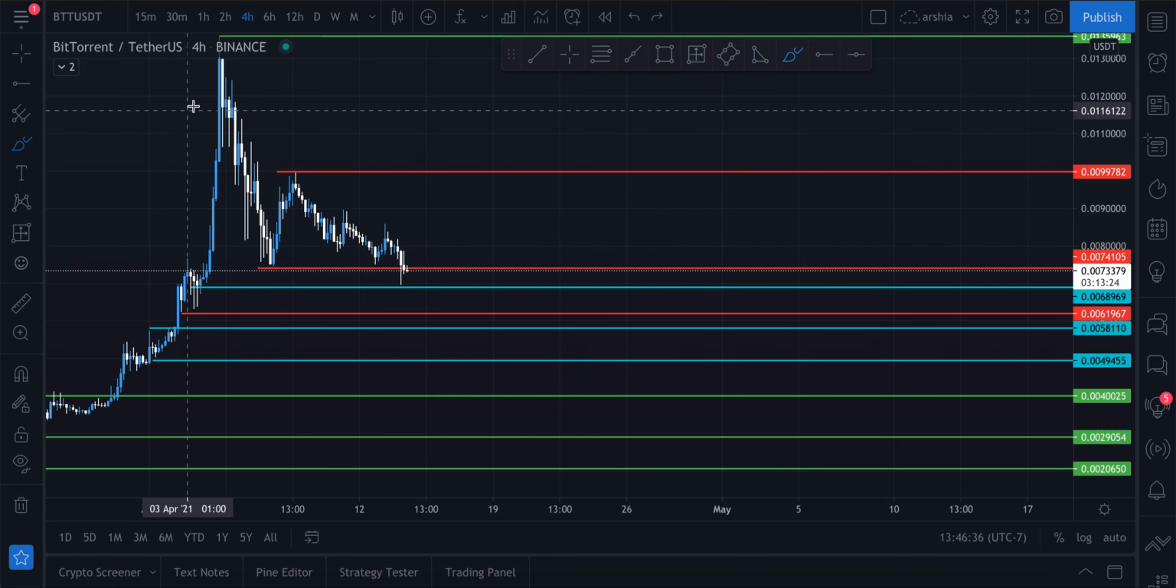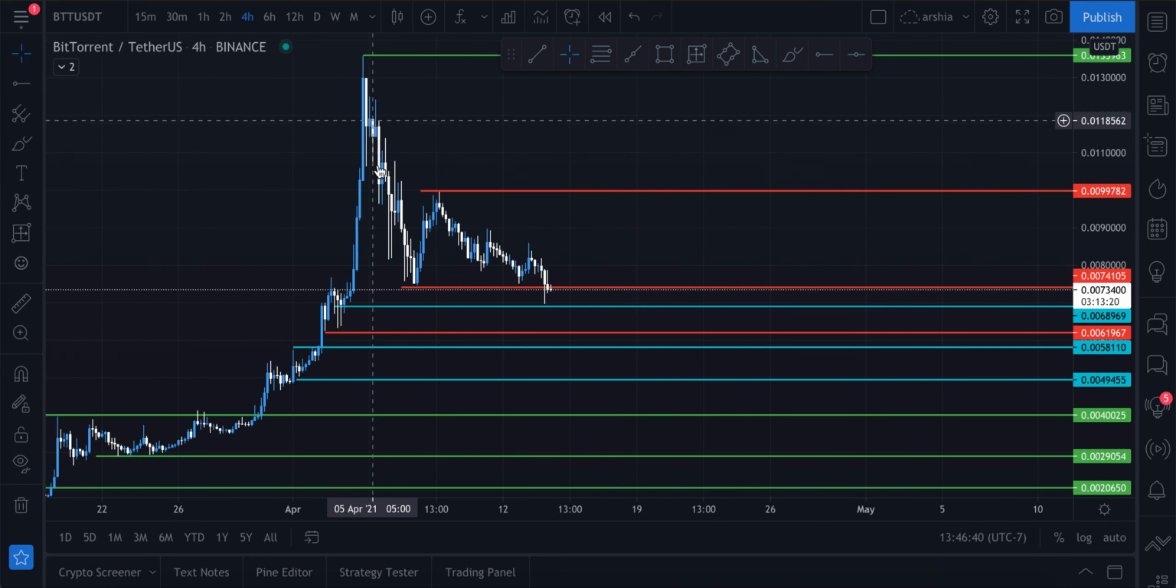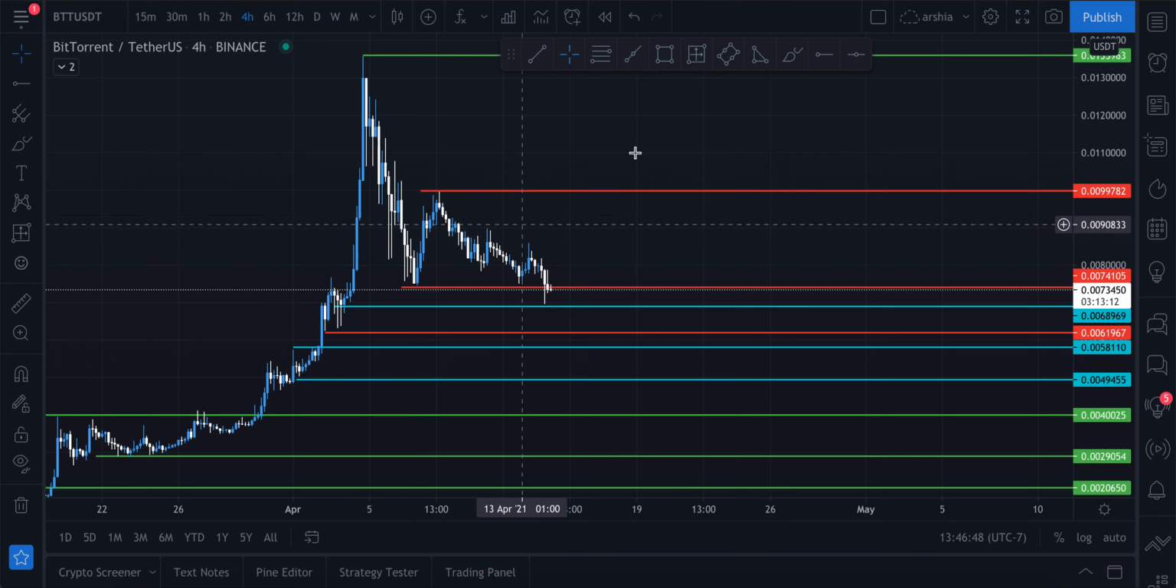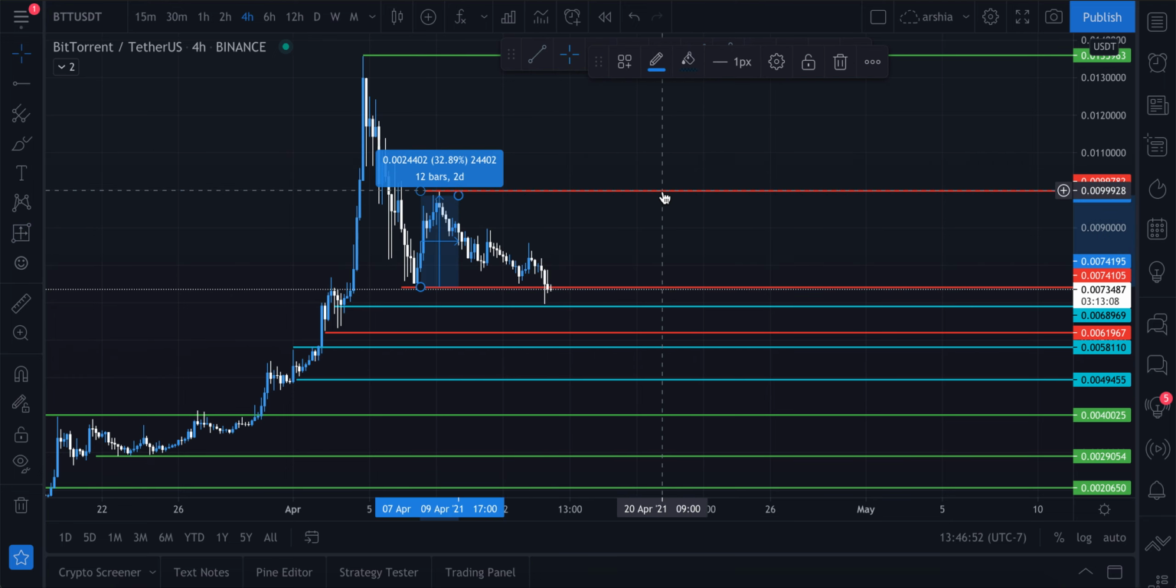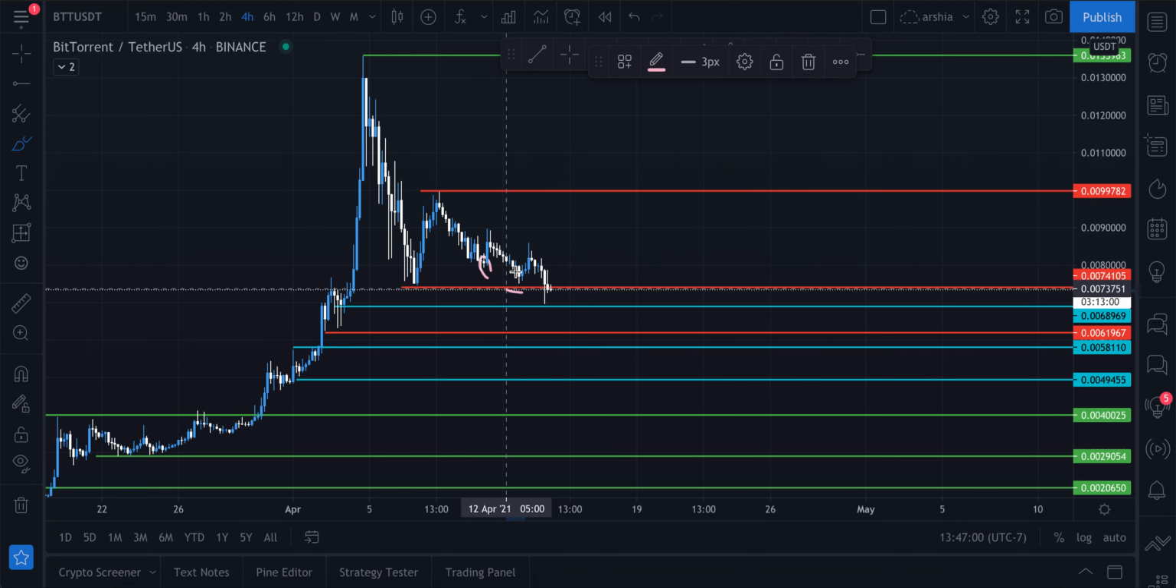So the thing with BitTorrent right now is that it came back down and it bounced from this level right here. As you can see, we touched it over here as well. It bounced from this level and went up around 33%, and then it came straight back down, and it's been making lower lows since then. That's a low right there, that's a low right there, and then that's a low right there, and we actually wicked and touched this level.